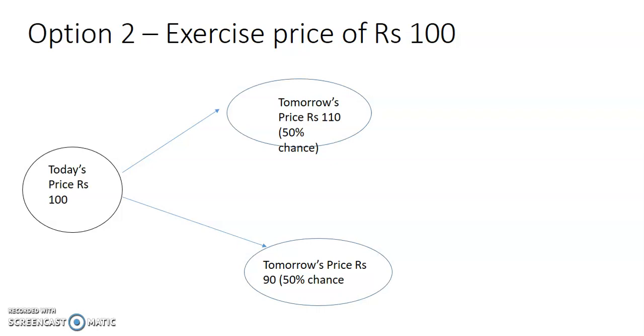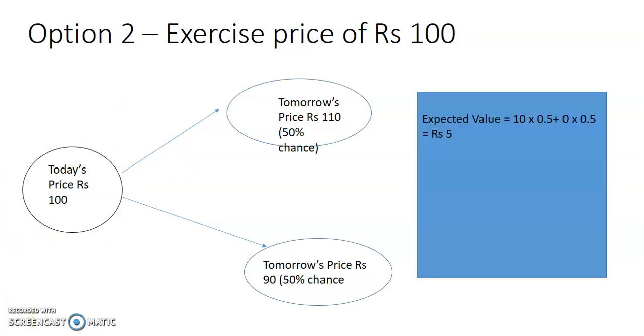If we grant a call option with an exercise price of 100, the manager waits one day and then finds out whether the stock is worth 90 rupees or 110 rupees. If it is worth 110, the manager exercises the option, buying it at a price of 100, which is our exercise price, and reselling it at a price of 110, netting a rupees 10 gain. The chance of this happening is 50%, which means a probability of 0.5.